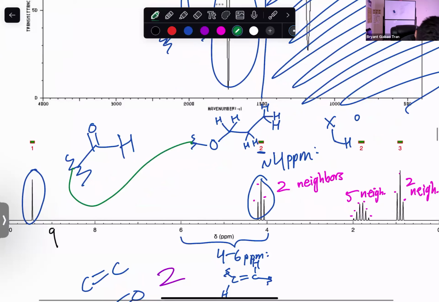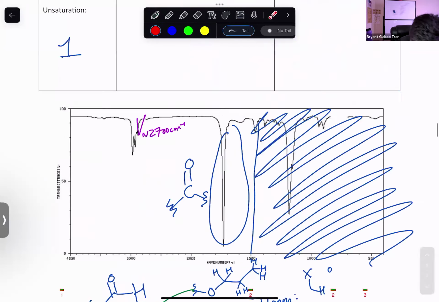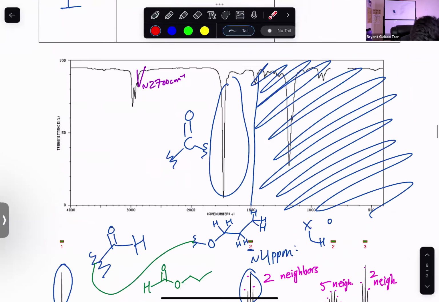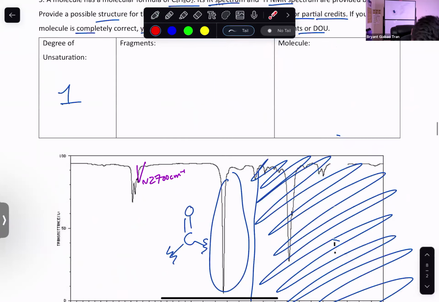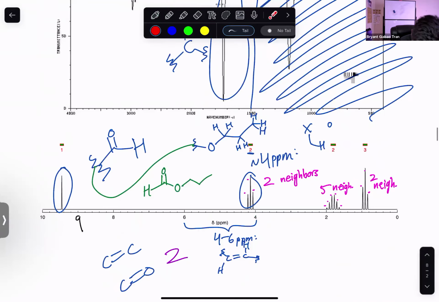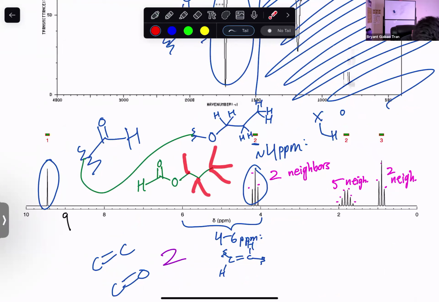And say that my overall structure is going to look like this. 1, 2, 3. Wait. Hold on. I got to make sure everything else makes sense though. How many hydrogens do we have? We have 8 hydrogens. 1, 2, 3, 4, 5, 6, 7, 8 hydrogens. So that checks out. 4 carbons. 1, 2, 3, 4. That's good. 2 oxygens. That's good. 1 DOU. That's good.